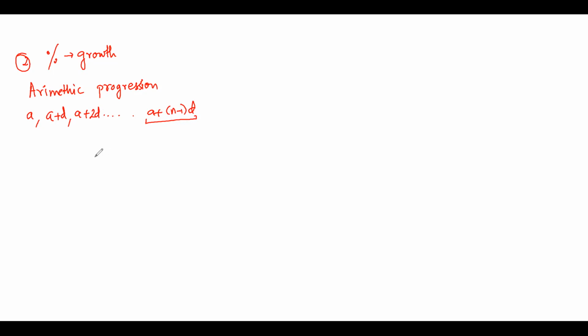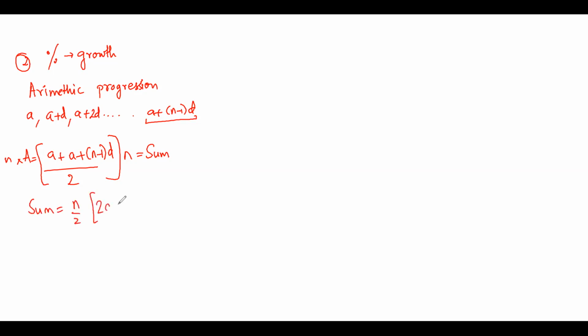So what we learned is that when the numbers are in arithmetic progression, their average is the first number plus the last number divided by 2. This is something that you would be using a lot of times, right? So this is the average. If you multiply the average by the number of terms, what do you get? You get the sum of the numbers in arithmetic progression. So sum is nothing but, if you actually solve this, n by 2 into 2a plus d into n minus 1. You can either remember the expressions.